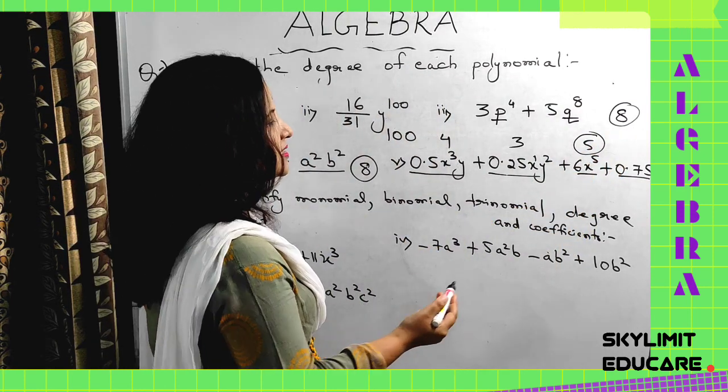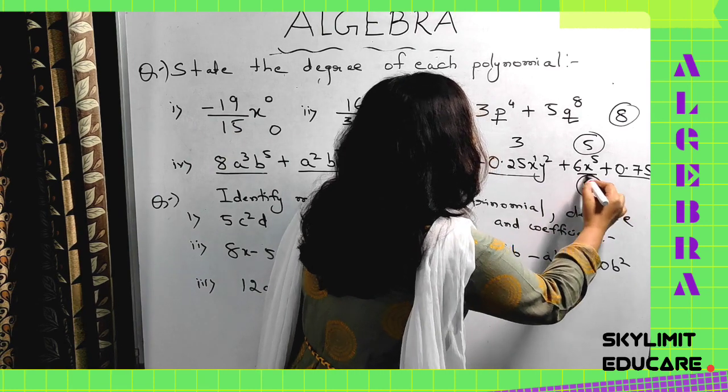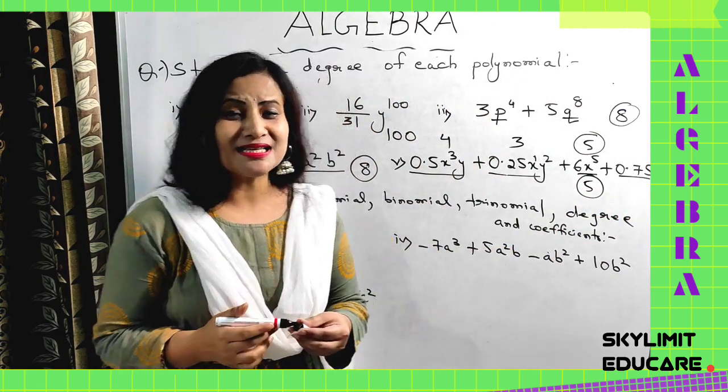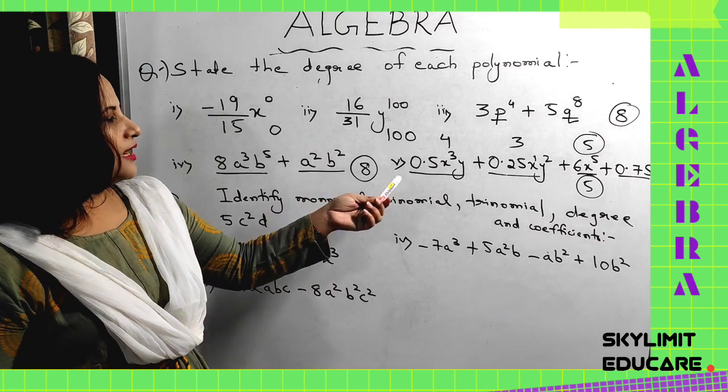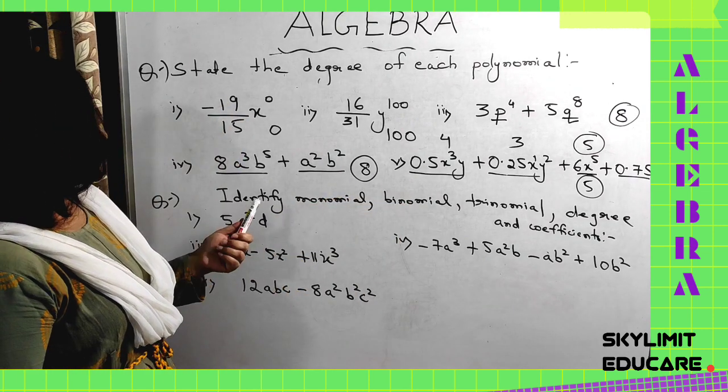Yes or no? So what is the degree of this polynomial? The degree of the polynomial will be how much? 5. It's as simple as that, okay? So just calculate in this manner, okay? Now let us come to the next question.